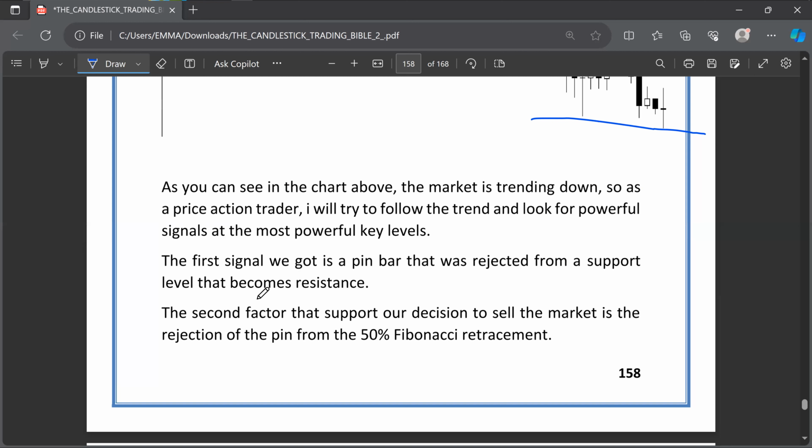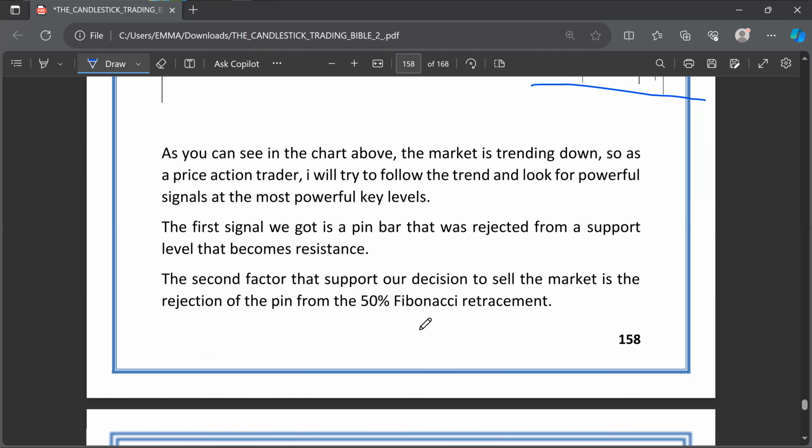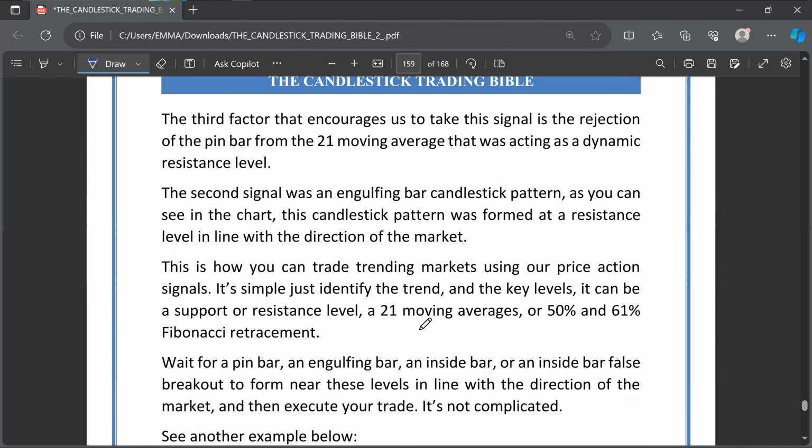The support became a resistance. I've said that already. Now, the second factor, that's the support, supports our decision to sell the market, right? And this is what? A rejection of the pin bar from the 50% Fibonacci retracement. We have done that. Now, the third factor that encourages us to take this signal is the rejection of the pin bar from the 21 moving average, right? That was acting as a dynamic resistance level. So whatever I said is here.